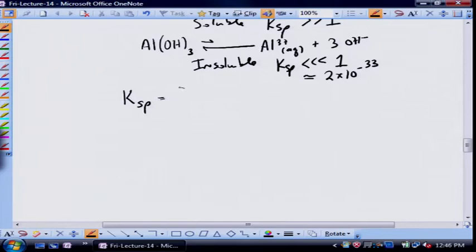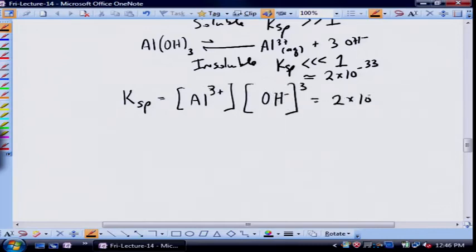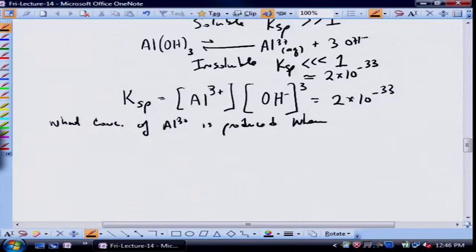Well, I need to think about what the KSP is in terms of these soluble aqueous species. Okay, so that's an aluminum 3+, and then I have these hydroxides. Okay, and we know that's equal to 2 times 10 to the minus 33rd power. And so if I was trying to figure out what concentration of aluminum 3+ is produced when Al(OH)3 is dissolved in water, or attempted to be dissolved in water, well, you need to create an algebraic equation that relates to stoichiometry.